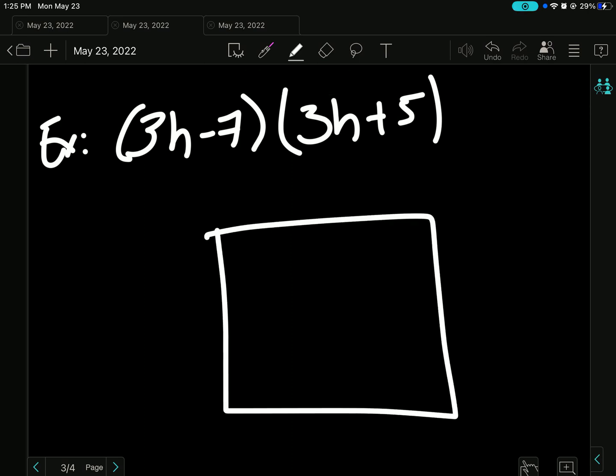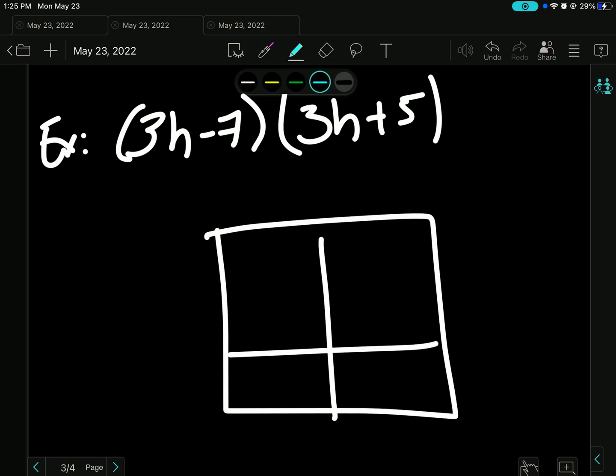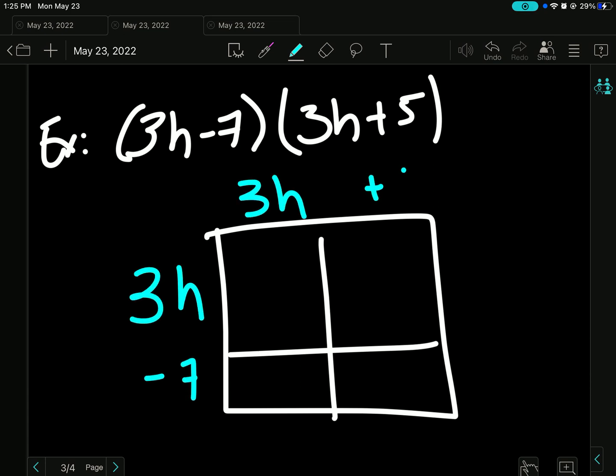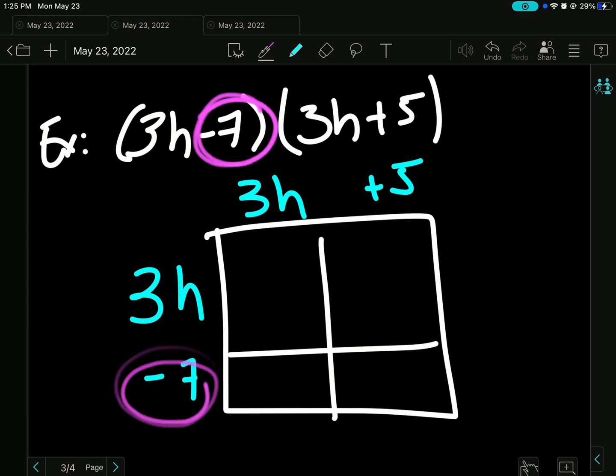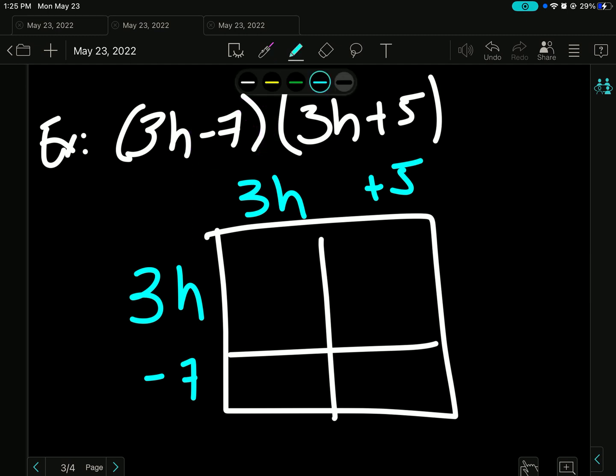So this would be a 2 by 2 box. And I know that because there are 1, 2 terms here and 1, 2 terms here. Okay. Remember, terms are separated by pluses and minuses. So I'm going to put 3h minus 7 here and 3h plus 5 here. Remember, we want to make sure we're taking the signs in front of the numbers, particularly if they are negatives, so that way we do not get an incorrect answer later. Okay? And then we'll multiply across our rows.